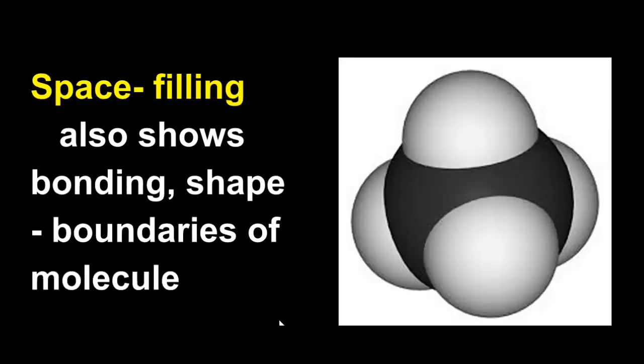And then a space filling model also indicates the shape of the atom and how things are bonded. But it's a little bit more realistic in that the electrons are in these regions of space, and when they bond, those orbitals overlap. And so this is probably a little more realistic. Okay, and that's all we have to do.